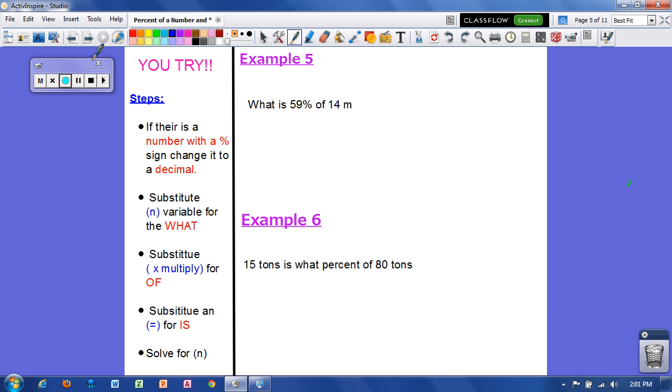All right, now it's time for you to try. I want you to do examples 5 and 6 on your own. All the steps are listed right here. Remember, just take everything you see and write what it means below it, and then you just solve from there.